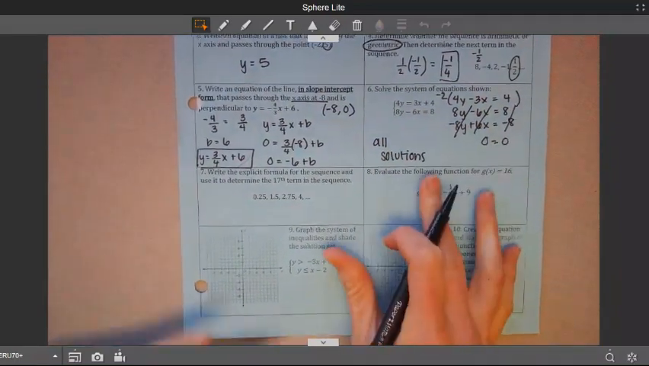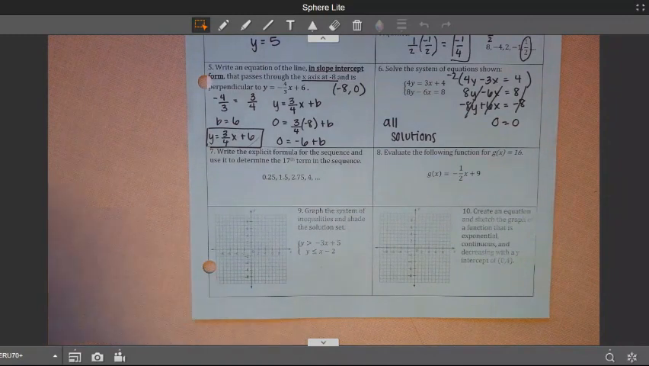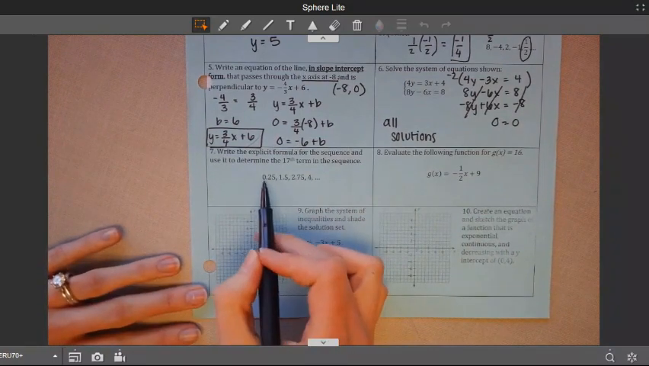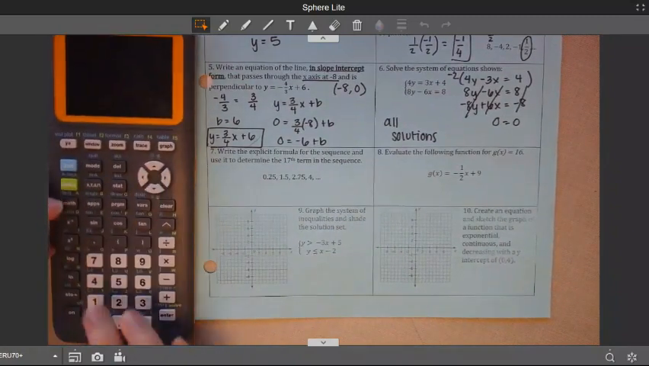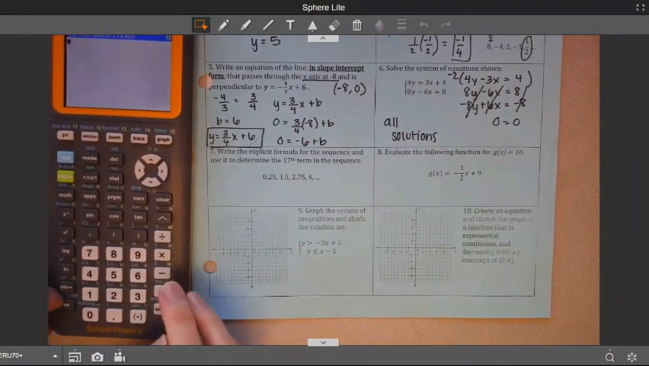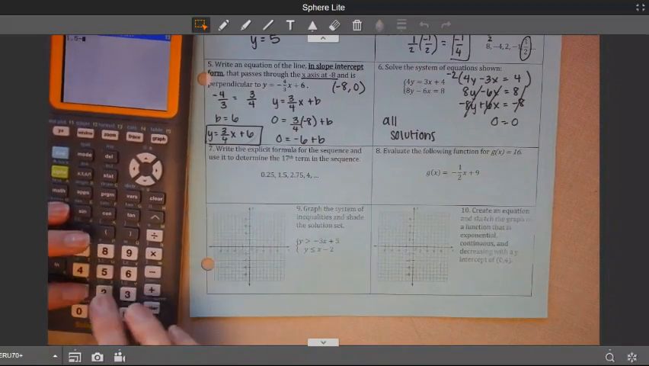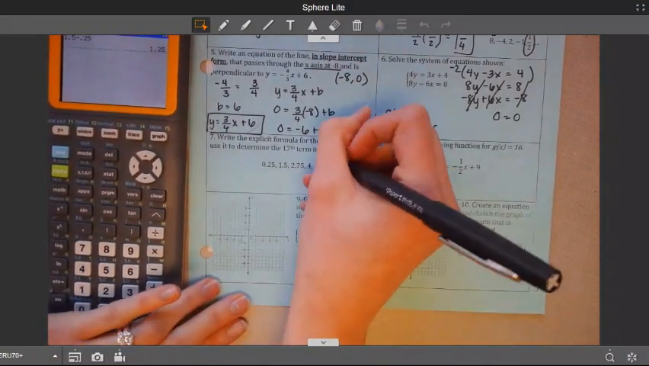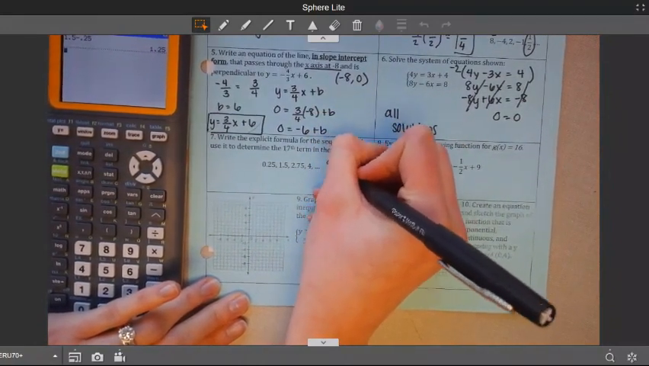Okay. Number 7, write the explicit formula for the sequence and use it to determine the 17th term in the sequence. Okay, well, first things first, I have to find my common difference or ratio and determine if it's arithmetic or geometric. Well, 0.25 to get to 1.5, I'd multiply by 6, but I don't think multiplying 1.5 by 6 will get me 2.5. And it doesn't, so it must be arithmetic. So I need to find the common difference by subtracting the terms. 1.5 minus 0.25. The common difference is 1.25. I know it's arithmetic.